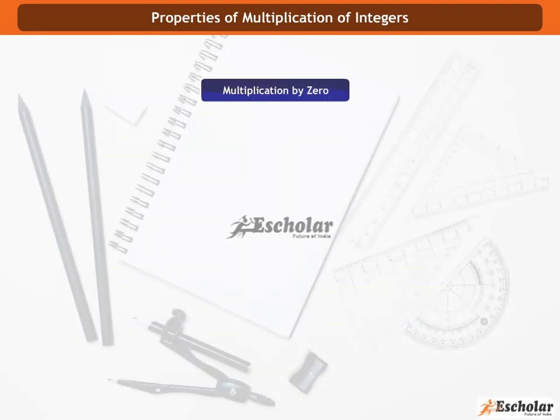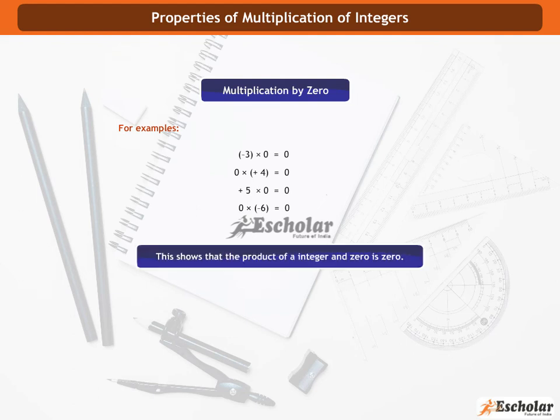Multiplication by 0. We know that any whole number when multiplied by 0 gives 0. Let us look at examples. For example, minus 3 into 0 is equal to 0. 0 into plus 4 is equal to 0. Plus 5 into 0 is equal to 0. 0 into minus 6 is equal to 0. This shows that the product of an integer and 0 is 0. A into 0 is equal to 0 into A is equal to 0.